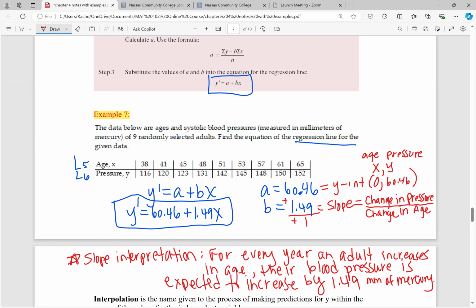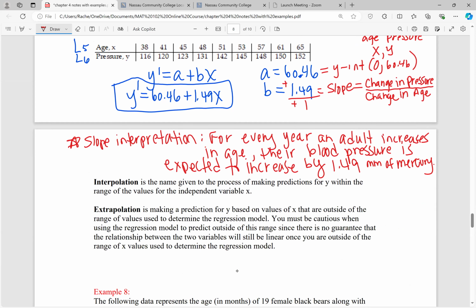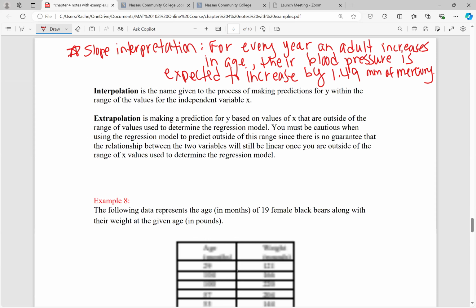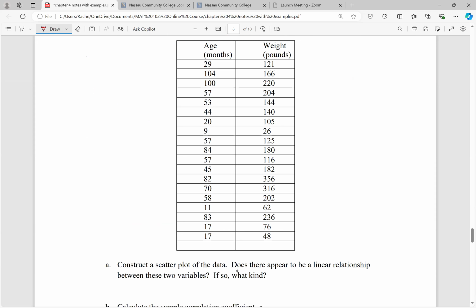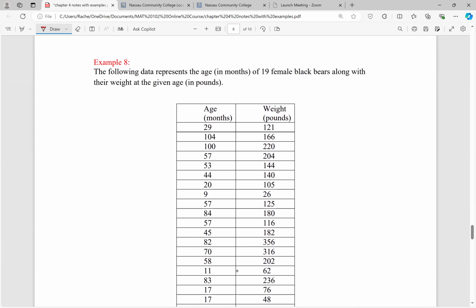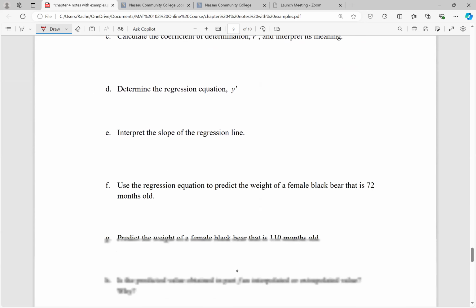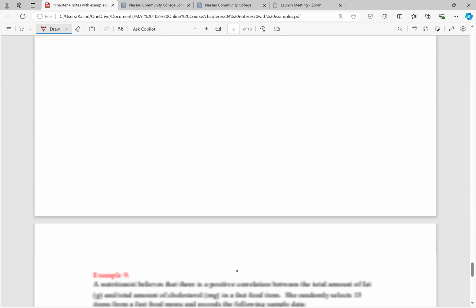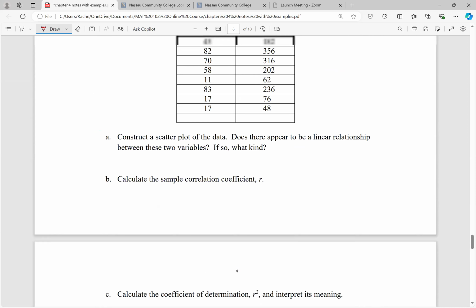So in the next videos, I'm going to do two different examples. In the next video, I'll do another example where we're going to cover everything: scatter plot, calculating R squared, the regression equation, and then I'm going to show you guys how to make predictions. So we have two examples, example 8 and then example 9, and I'll do these in two separate videos. Okay, so that's what we're going to do next.